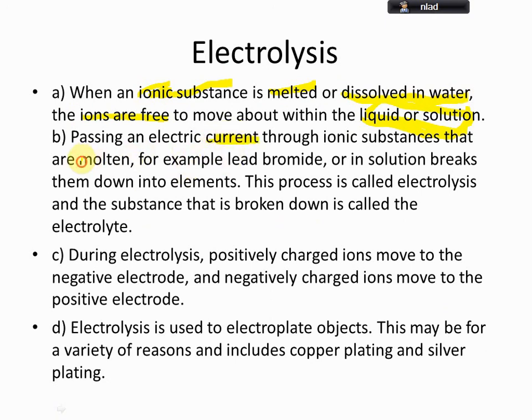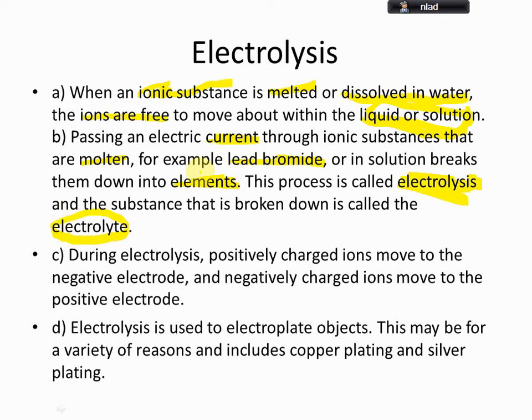So in other words, if you've got a molten substance like lead bromide, electrolysis will break it down into the elements. That's lead and bromine. That breaking down process is known as electrolysis. So electrolysis is a decomposition of a compound using electricity. The compound you're decomposing, the compound you're breaking down, is called the electrolyte. That's over here. So during electrolysis, positive ions go to the negative electrode and negative ions go to the positive electrode.